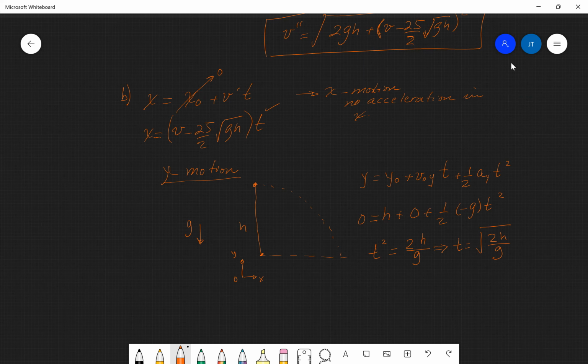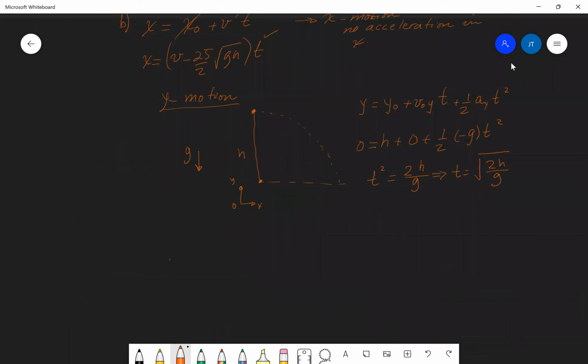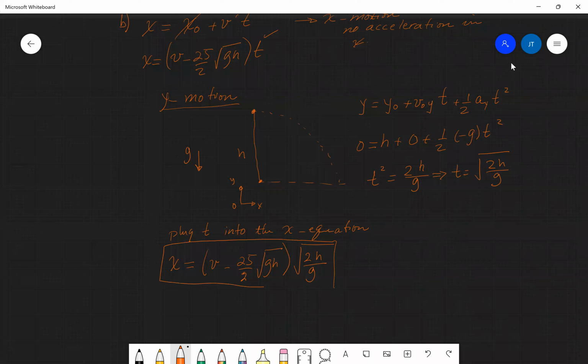So now that I know what t is, I plug it up here for x. So x equals, I plug t into the x equation. So the x equation has v minus 25 over 2 square root of gh, times the square root of 2h over g. And that is the distance x in terms of given quantities, h, g and v. Okay?